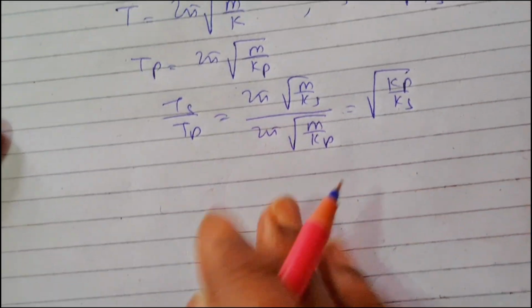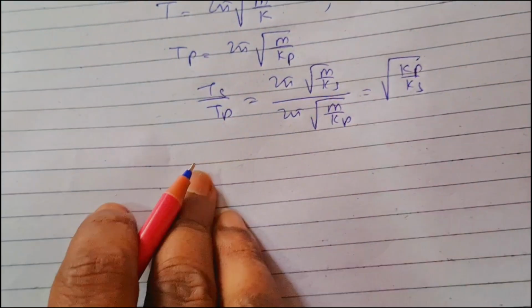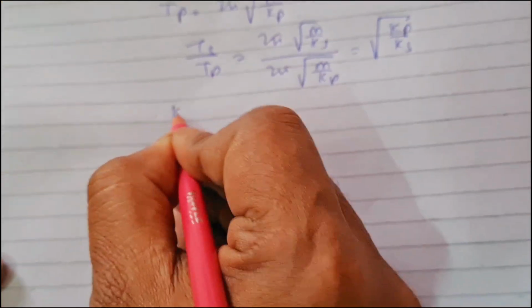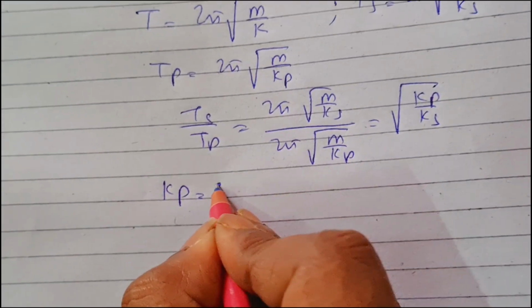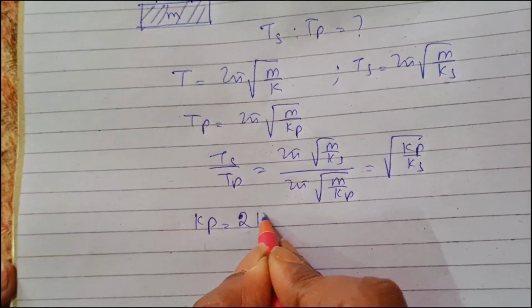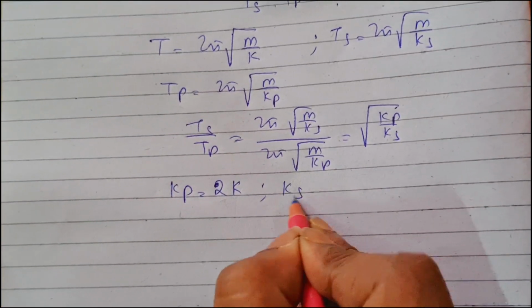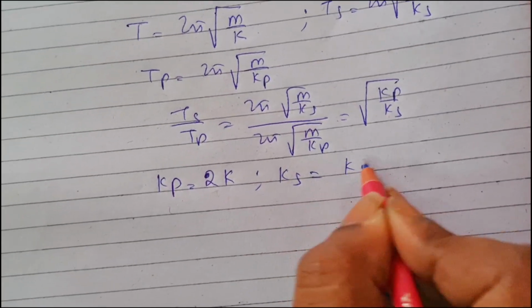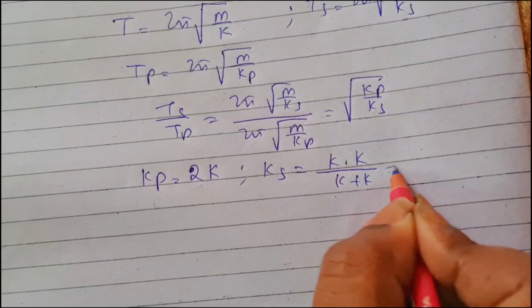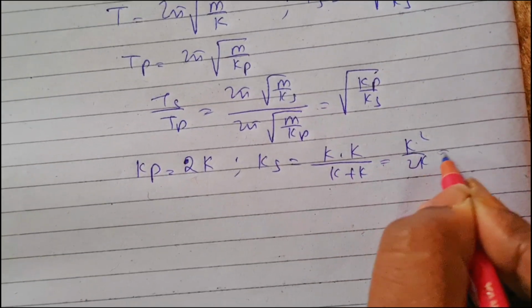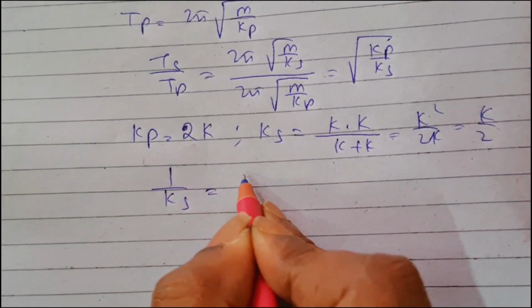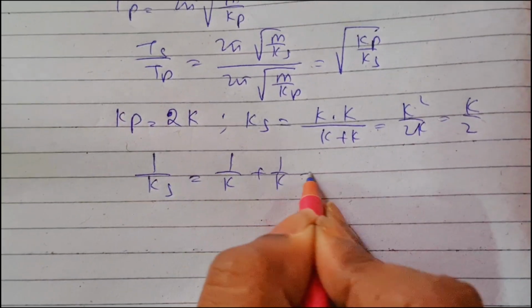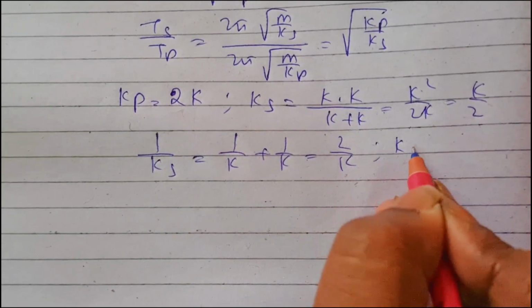Now what is the case of kp? In case of the parallel case, kp is 2k, and ks is nothing but equals k into k by k plus k. That is k square by 2k, equal to k by 2. Some students or some teachers do it this way: 1 by k equals 1 by k plus 1 by k, that is equal to 2 by k. So k is equal to k by 2.